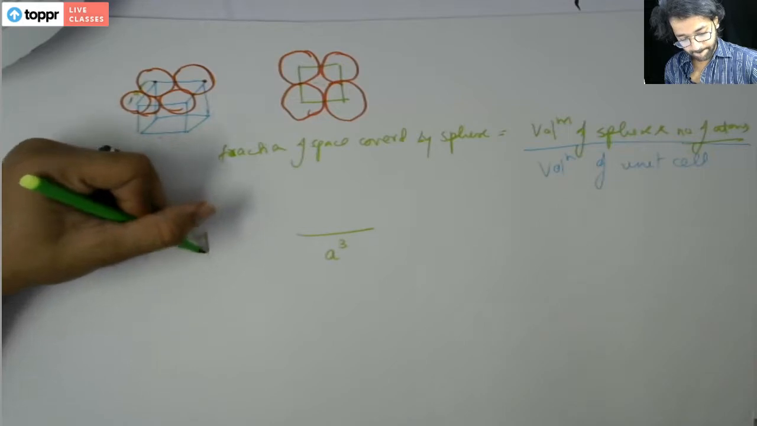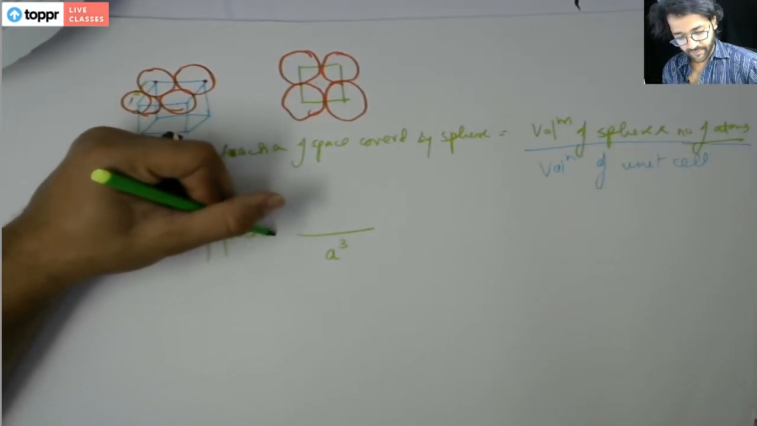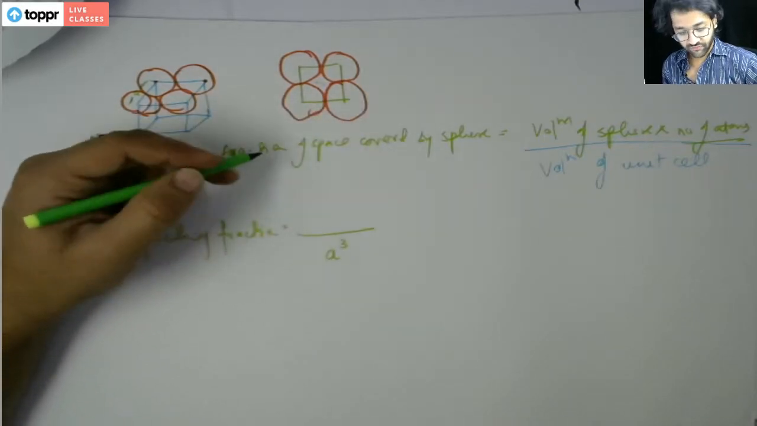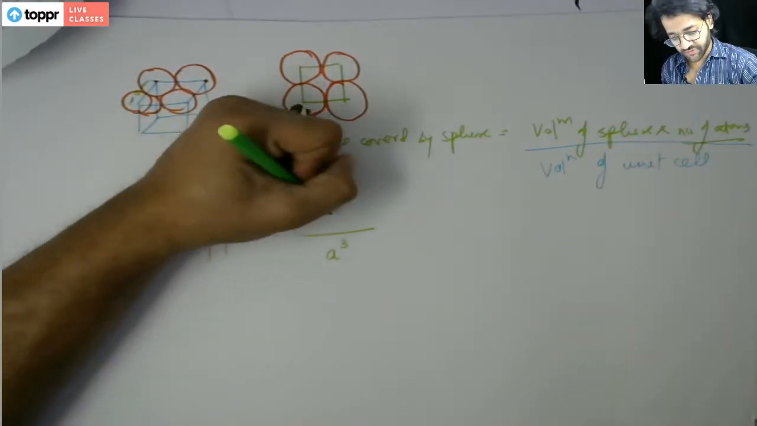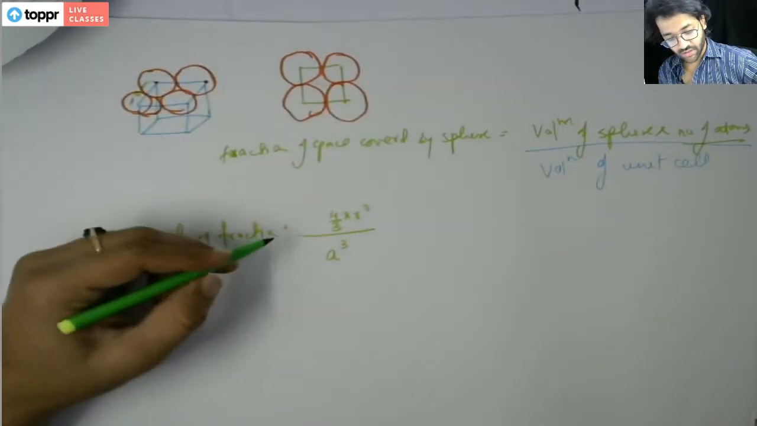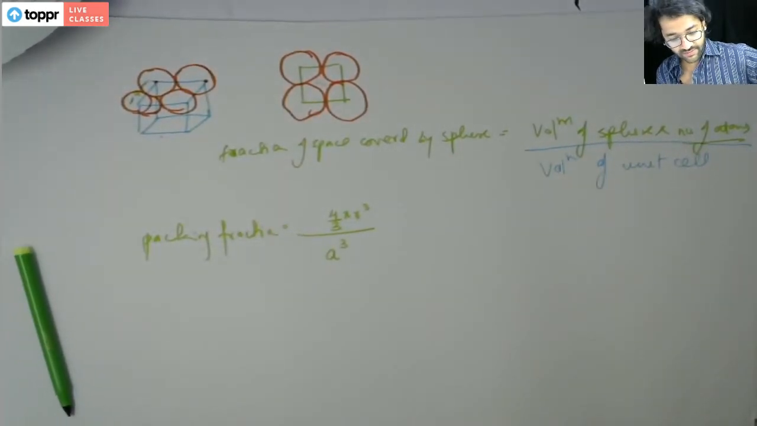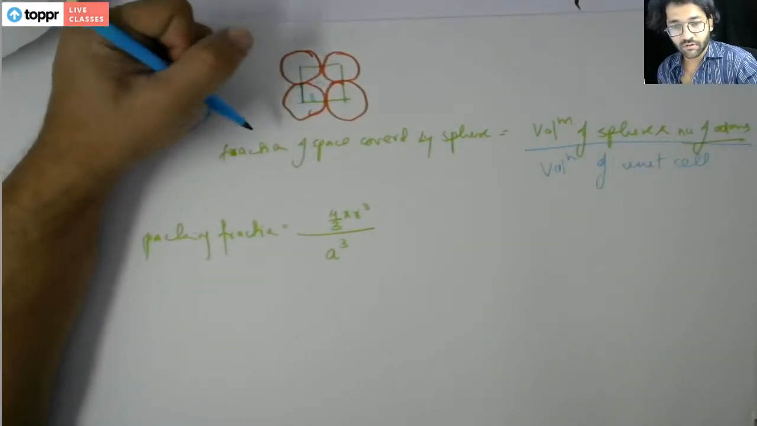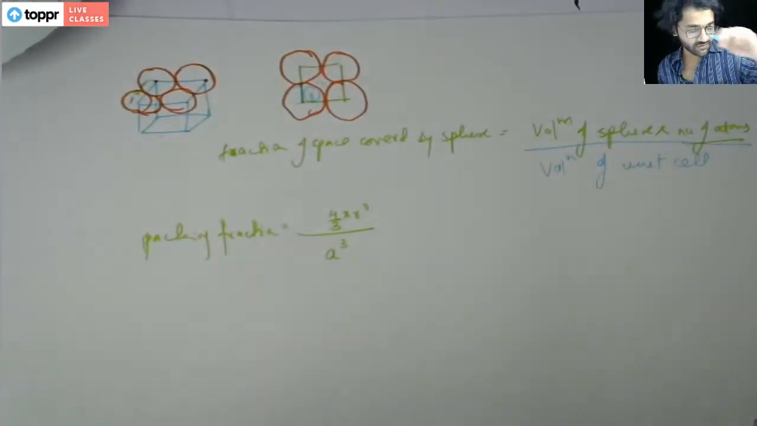Whereas on the top, we know the volume of sphere. What is the volume of sphere? 4 by 3 pi r cube. Now what is this r? This r is basically the radius of the sphere.